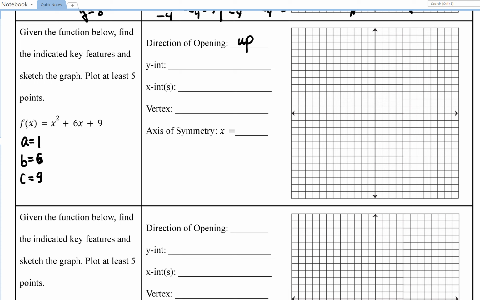My y-intercept is the easiest thing to get, and it's just the c value. So we're at 0, 9. And then I'm going to find the x-intercepts with the quadratic formula.